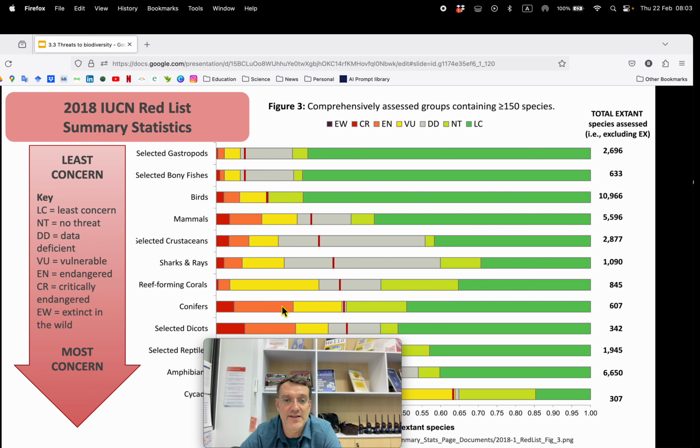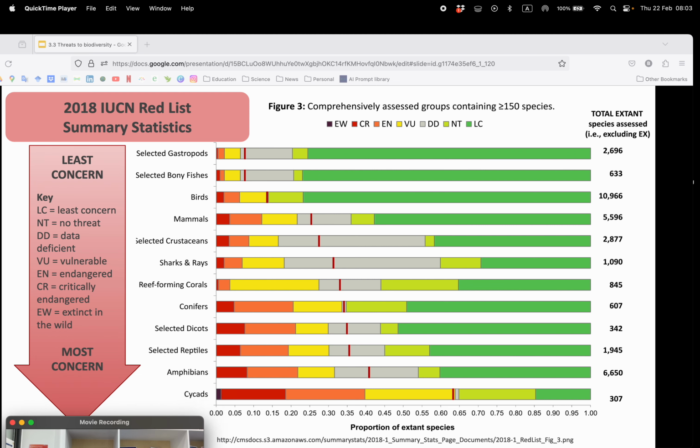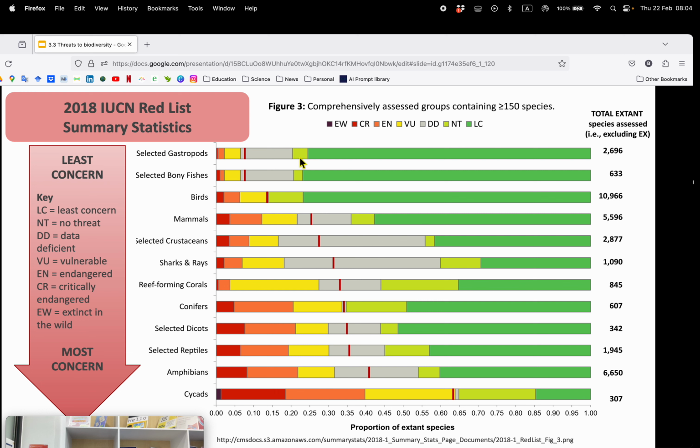Well, they're pretty varied. But if we look at this list here, 2018, of all of the gastropods, almost 2,700 species. Most of them are green or least concern, similarly with the bony fishes. So lots of green is good. The more red, orange, and yellow you see, the more threatened those species are as a portion.